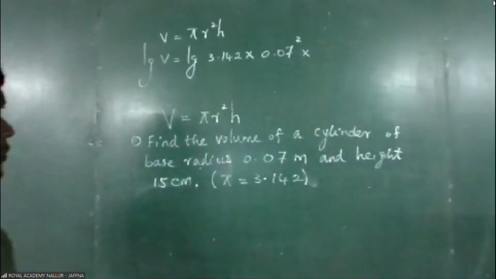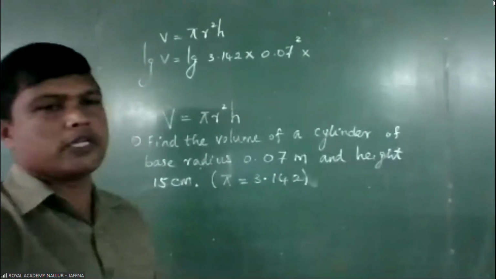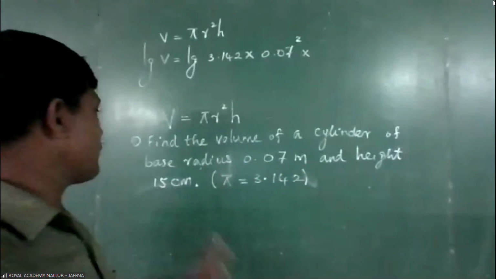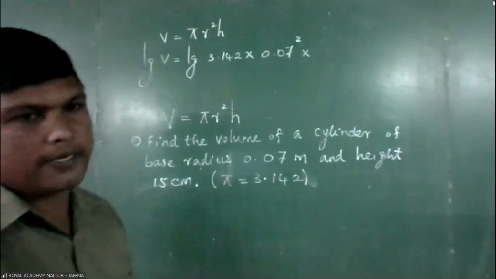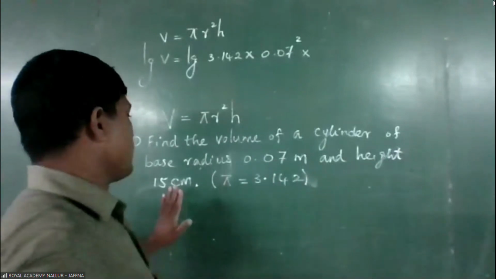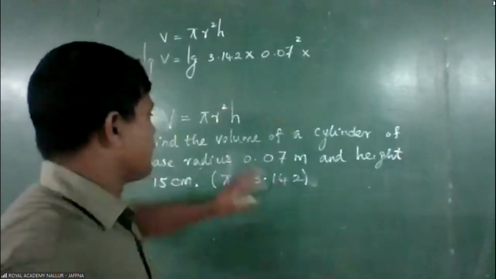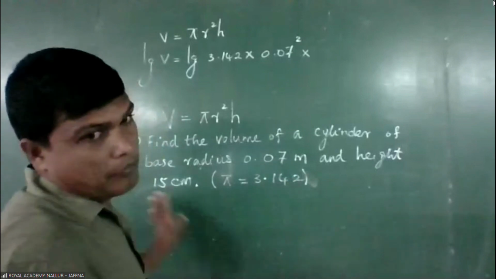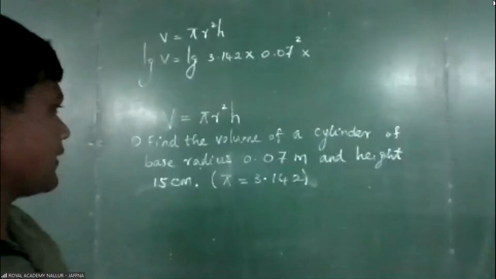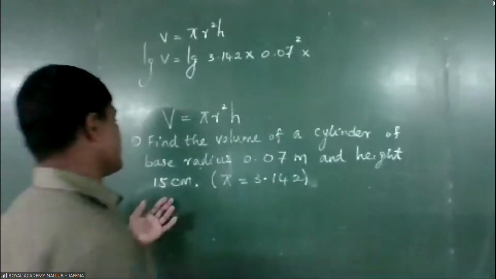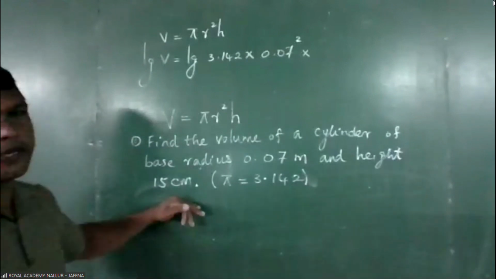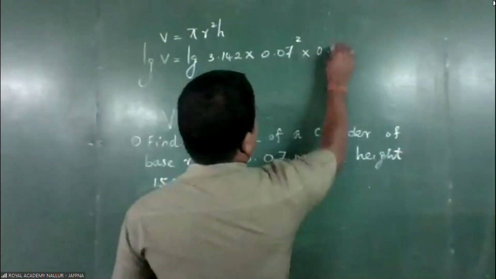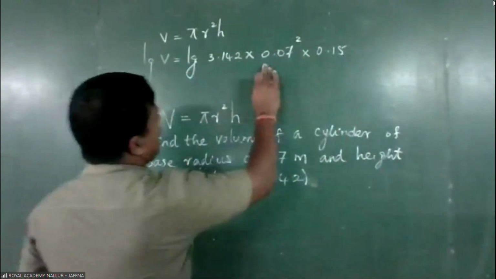Here, when you substitute base radius 0.07 meters and height 15 centimeters, the same units must be used. So two things you can do. One, here already 15 centimeters is there, therefore you can make the radius in centimeters. If not, radius is given in meters, so you can make the height in meters also. Right. So let's use height in meters. So centimeter to meter, you have to divide by 100. If you divide by 100, two decimal places will be there. Therefore, this is 0.15. Volume is pi r squared h.